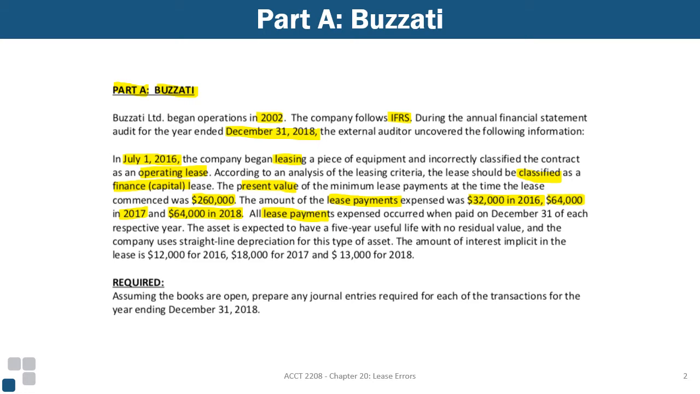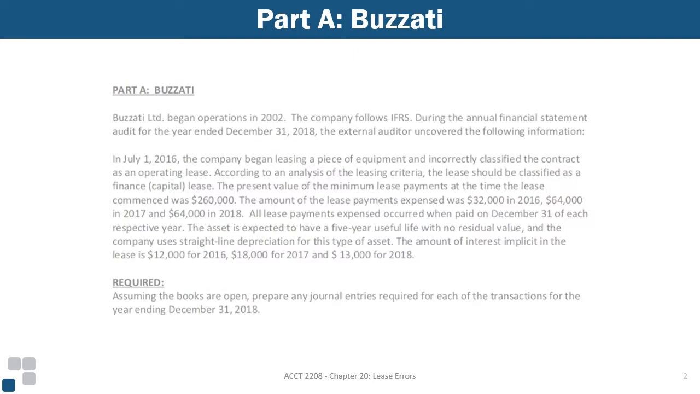In addition, the asset that's acquired under the lease is expected to have a 5-year useful life with no residual and uses straight line depreciation. So that's a hint we're probably going to have to do some depreciation, right? And the amount of interest implicit in the lease is $12,000 for 2016, $18,000 for 2017, and $13,000 for 2018. So we're going to assume the books are open and prepare any journal entries that are necessary for the year ending December 31st, 2018.